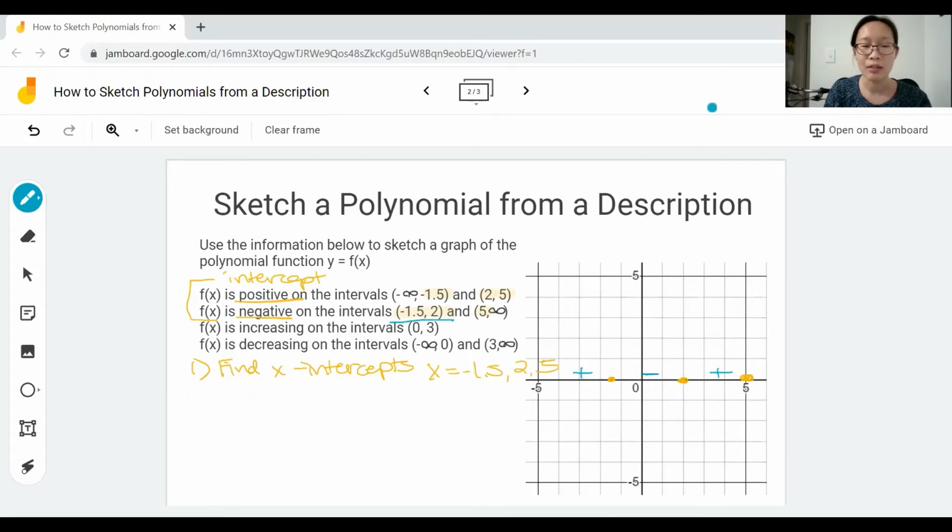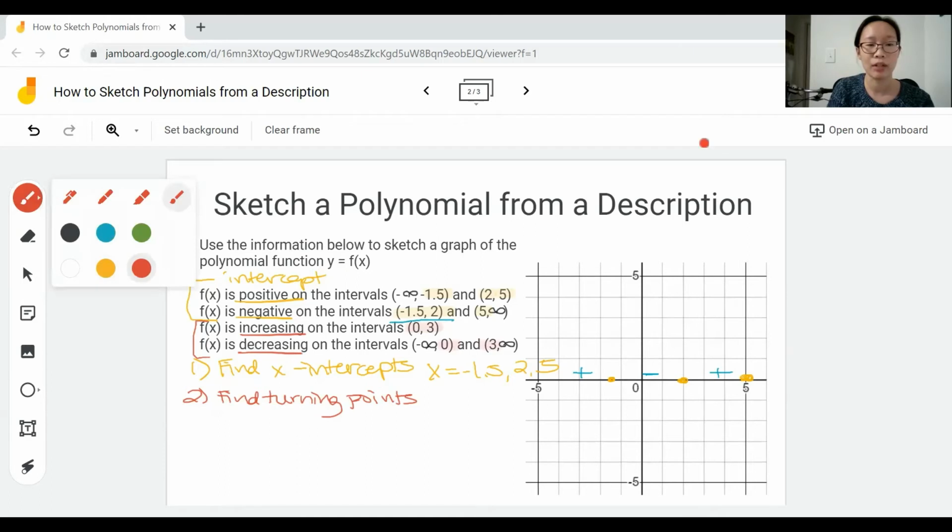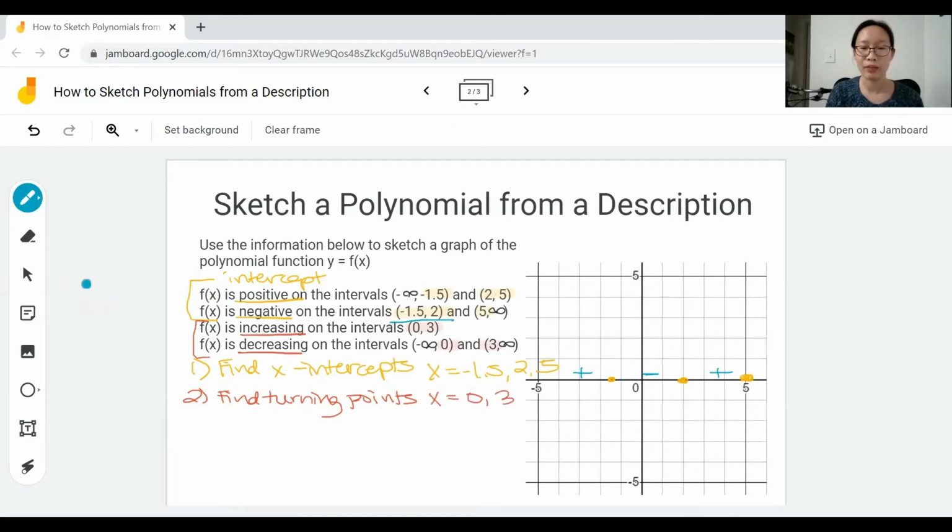My second step is to identify my turning points. Since my turning points are where my graph changes direction, I'm going to look for where it's increasing and decreasing, those points where it changes. So I'm going to highlight my numbers 0 and 3 and write them down. Now I want to know if my turning points are going to be positive or negative. So I look at 0, my y value is going to be negative, and at 3, which is between 2 and 5, it's going to be positive. So now I can plot a negative turning point at 0 and a positive turning point at x equals 3. I don't know what the y values are going to be. These are just guesses, but I know that this is what the general shape will be.